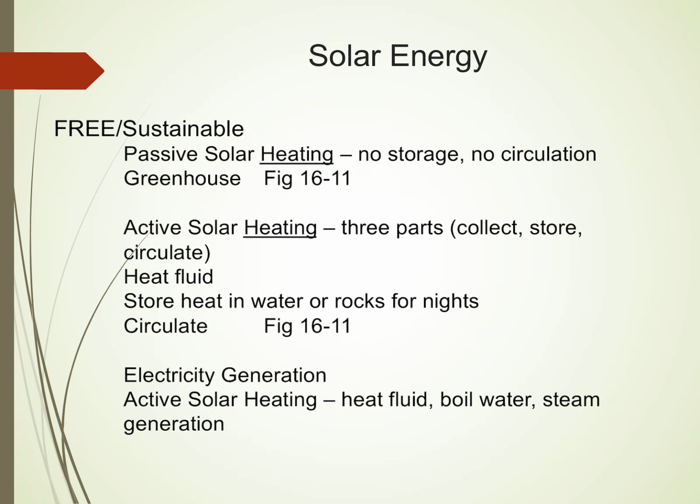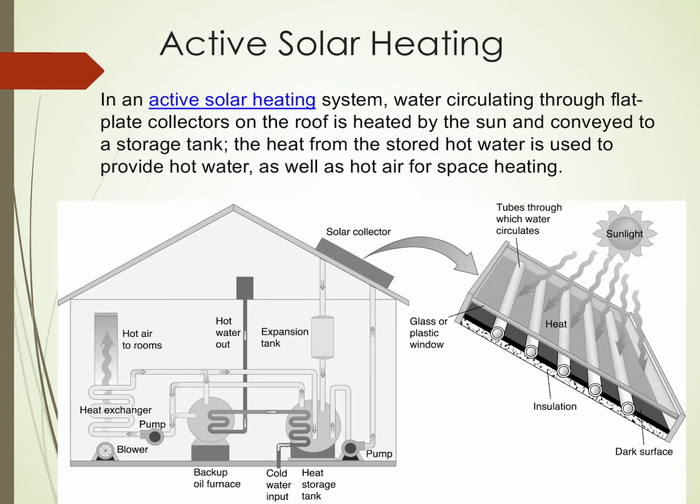But now we can generate electricity, because remember, electricity is something we always desire and we need. We want to be able to generate electricity. We use it for so much. So we can use active solar heating, where we heat a fluid, boil water, and generate steam.